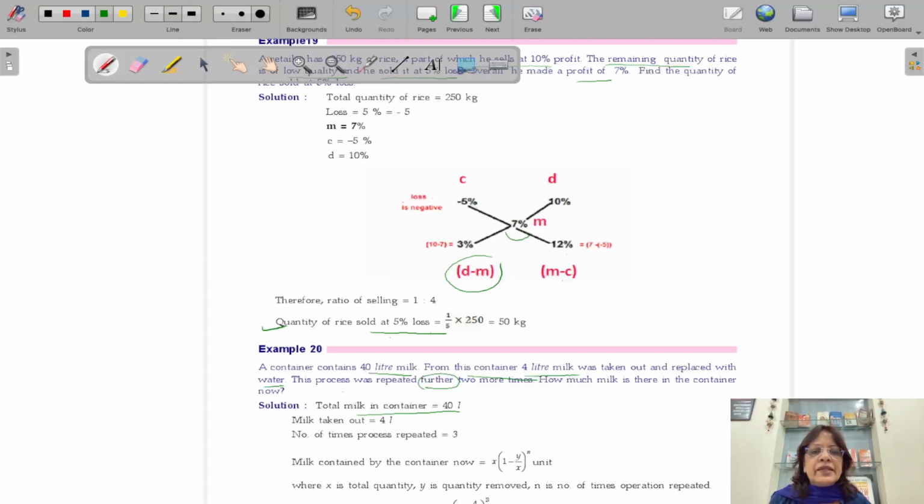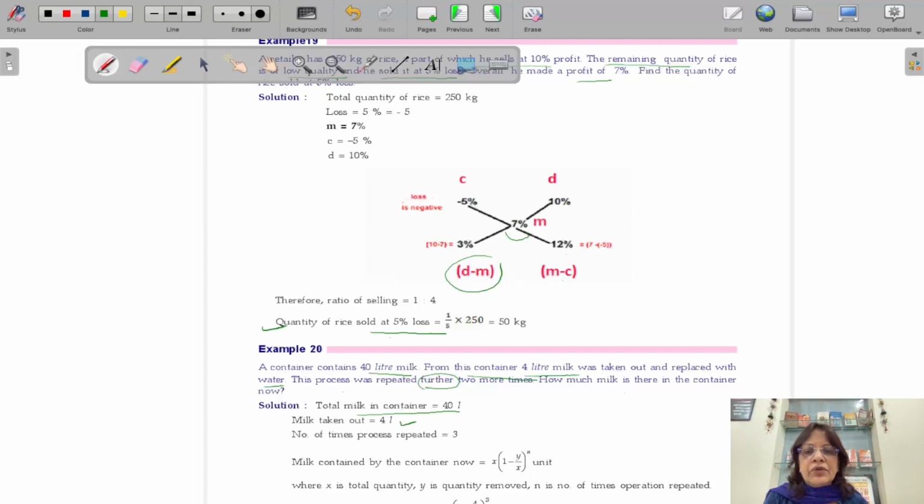From this, 4 liters of milk is taken out and replaced with the same quantity of water. And this process is repeated, like every time 4 liters of milk is taken, replaced by 4 liters of water. This process is repeated further 2 more times. So total number of times, how many times has this process taken place? It has taken place 3 times.